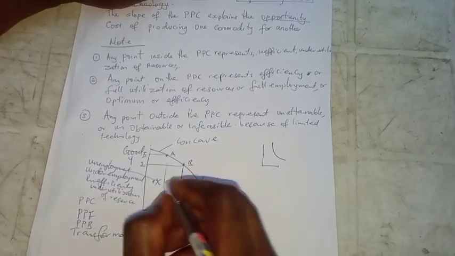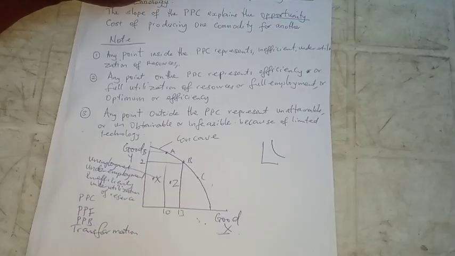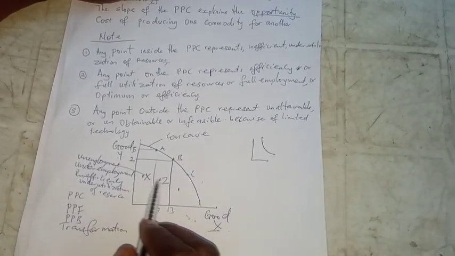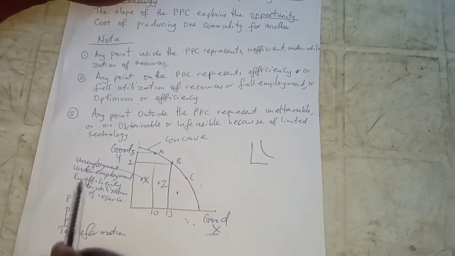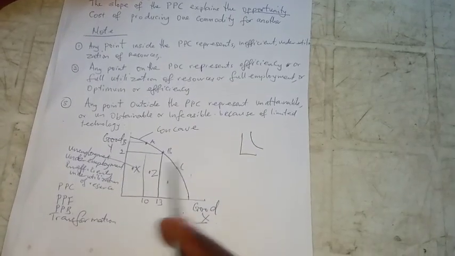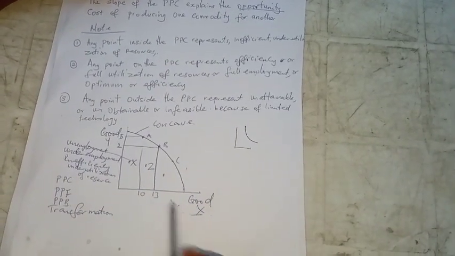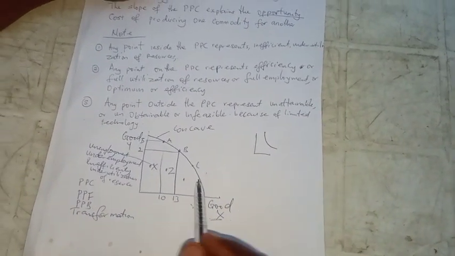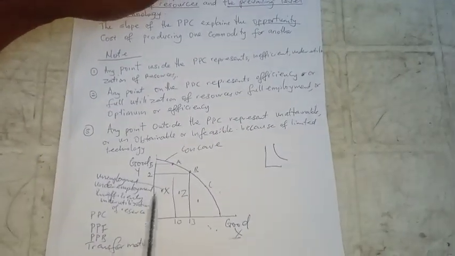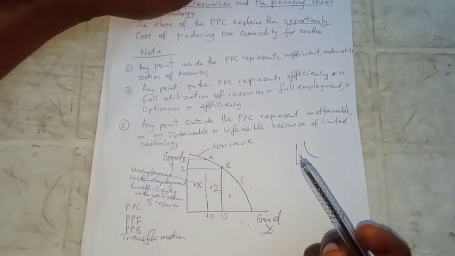Any point, let's say point Z, as far as the point is inside the curve, point X, point Z, they all indicate unemployment, underemployment, inefficiency, underutilization of resources. We can say most developing countries like Nigeria are operating inside the curve because they are not using their resources efficiently. There's wastage. You understand what I'm saying?